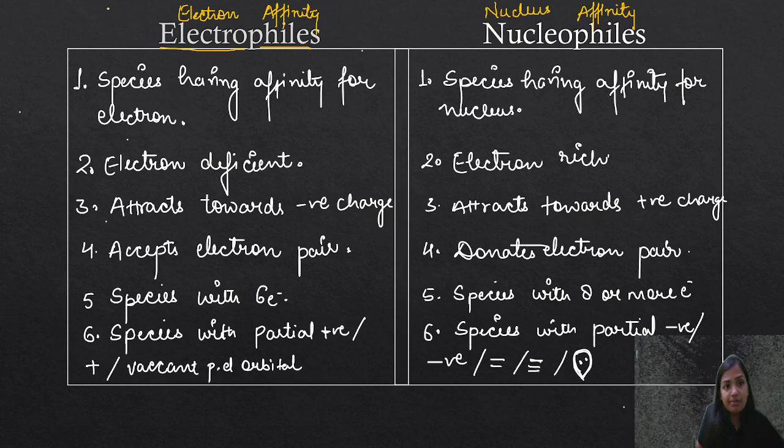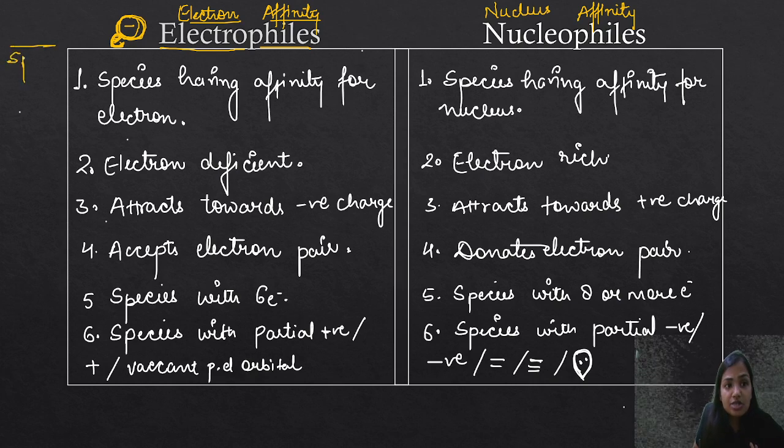Guys, simple. Who will show affinity for electrons? So let's say here I am having an electron. For this, who will show attraction towards the electron? Now tell me, who will be showing affinity towards the electron? Affinity means attraction.